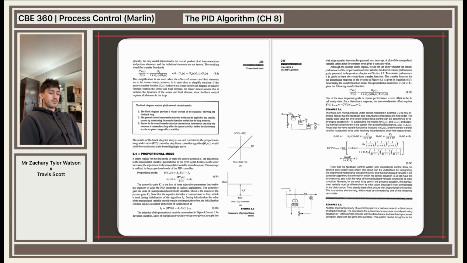The block diagram analysis yields several valuable results. The block diagram provides a visual picture of the equations showing the feedback loop. The general closed loop transfer function model can be applied to any specific system by substituting transfer function models for the loop elements, and entries into the overall transfer function denominator demonstrate that only the elements of the feedback loop affect the system stability, neither the disturbance nor the set point changes. Set point change flexibility. I'm not sure what stability refers to.